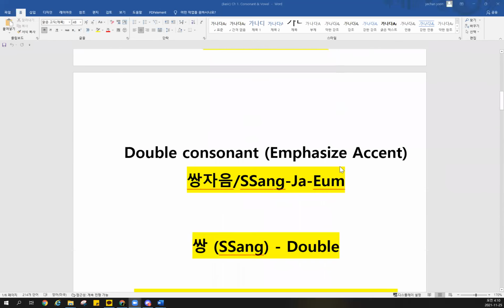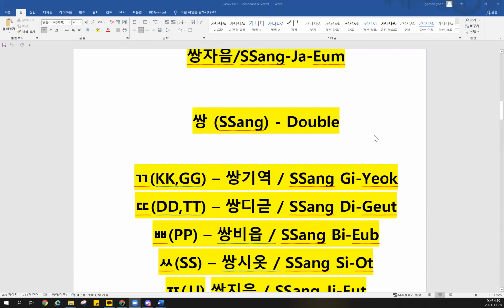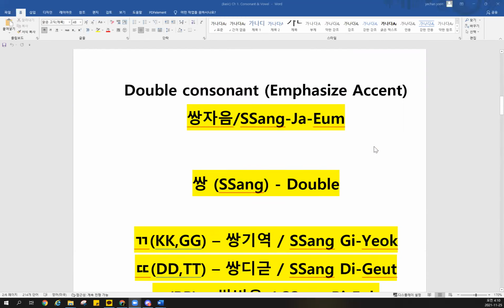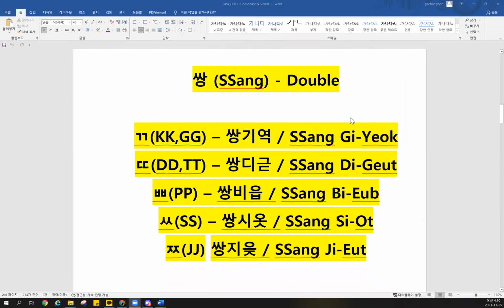Okay, next one, emphasized accent called double consonants, which is 쌍자음. 쌍 means double. Okay, so this is emphasized. It is double, as the word says. They have a double consonant for making a stronger accent. So this is for emphasizing the accent.